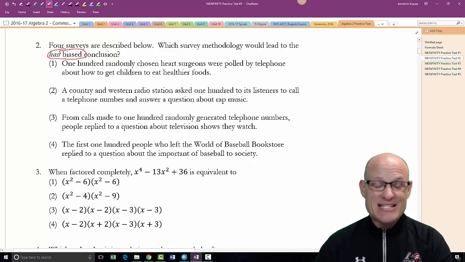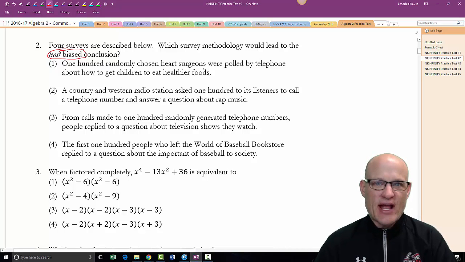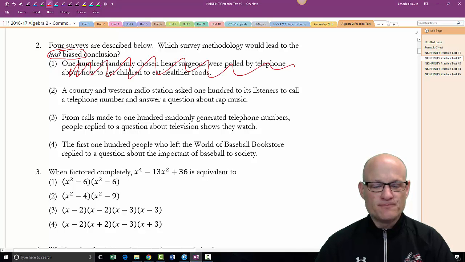Okay, so least bias. We're looking for things where they didn't pick out a specific group of people or a specific time of day, or just do a convenience survey, where we ask the most convenient people around us. Now, 100 randomly chosen heart surgeons? No. When you single out a single group, no. A country and western radio station asked 100 of its listeners to call a telephone number and answer a question about rap music.